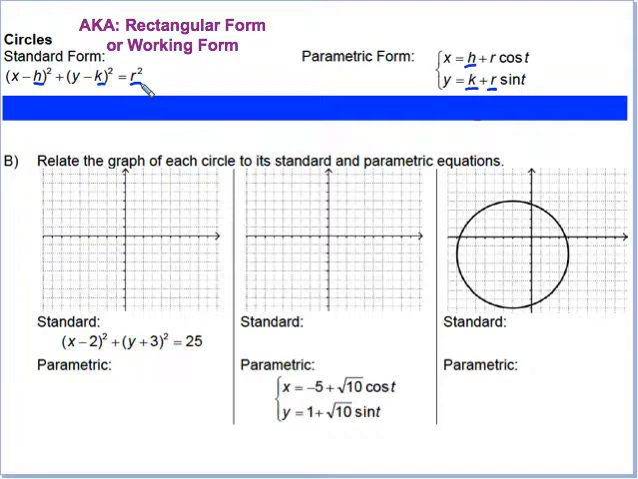If you're in the standard form and you want to put it in parametric form, find h, k, and r, and then switch the locations of those values. That's it. You do want to be aware that with standard form, you will need to switch the signs for your h and your k value.